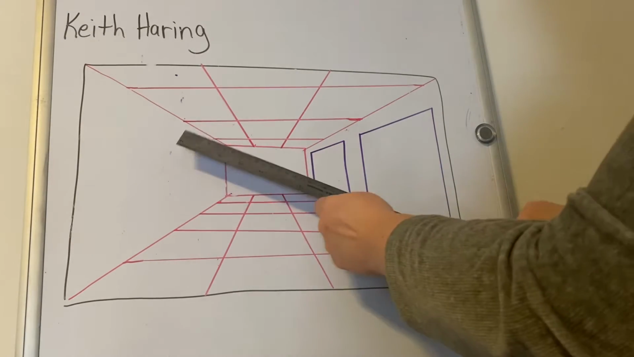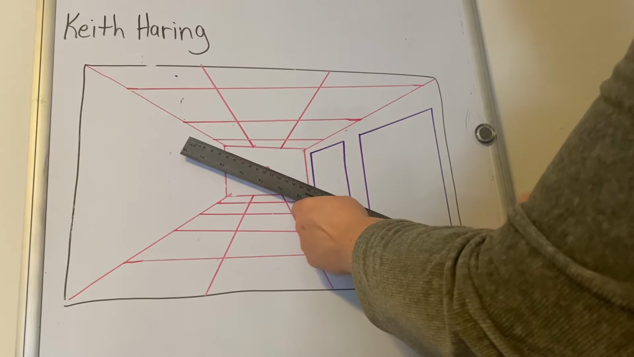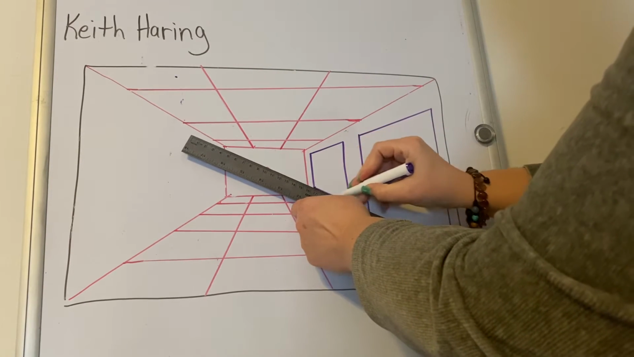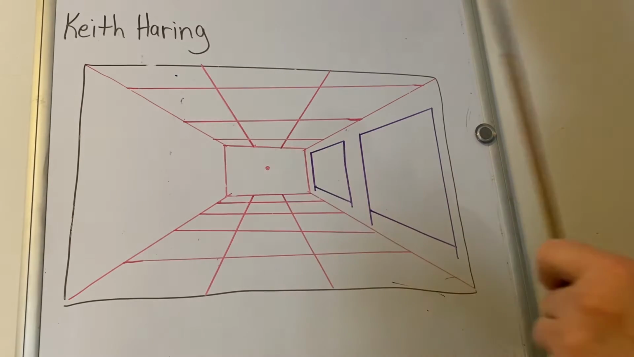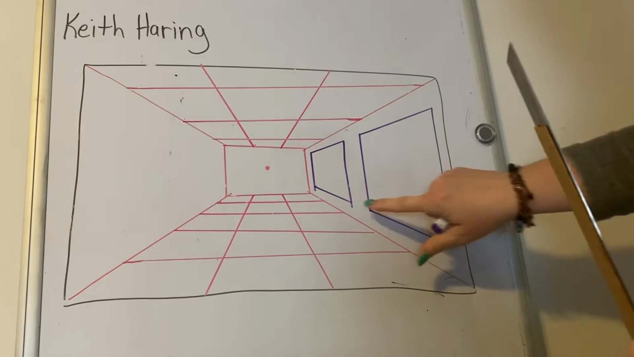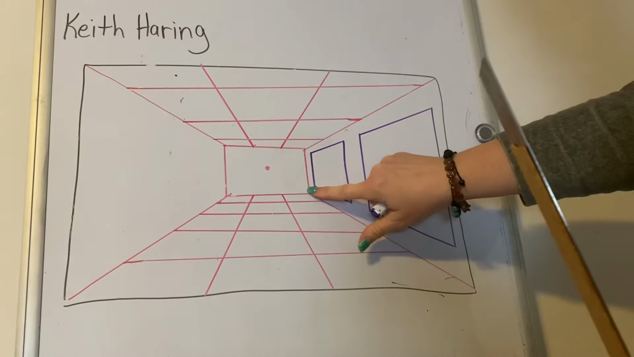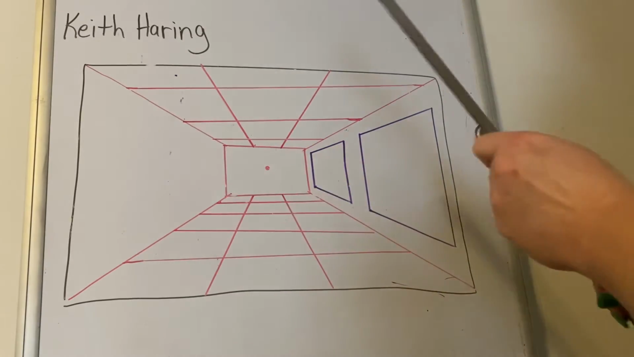Then we're going to put in the bottoms. Again, we're going to use our vanishing point and our ruler. We're going to make the bottom of this window first, bottom of this window next, and then we're going to get rid of any lines that stick out past the bottom because we don't want those there. We're going to do the same thing on the other side.